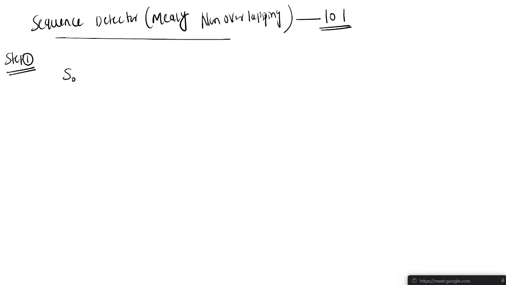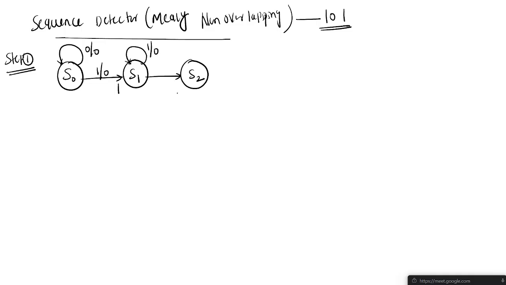That is S0. It will stay in the same state with 0 by 0, and next 1 by 0 goes to S1. At S1, if you get 1, it will stay in the same state, 1 by 0. If it is 0, it will go to the next state, S2. Here you get 0 by 0, and for 0 by 0 or 1 by 1, it will go to the initial state. Is it fine?